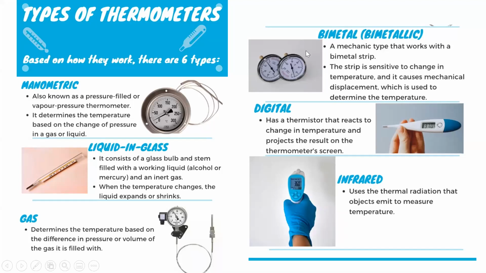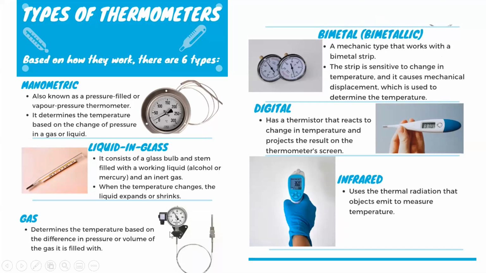Now this is an example for a bimetal, a mechanical type that works with a bimetal strip. The strip is sensitive to change in temperature and it causes mechanical displacement, meaning it makes the needle move, which is used to determine the temperature.